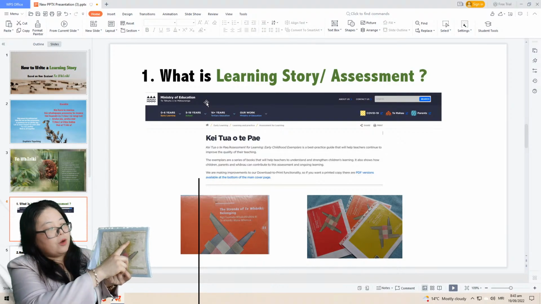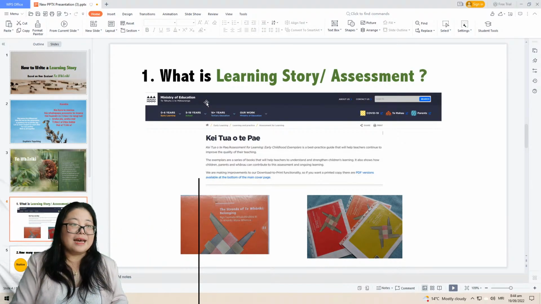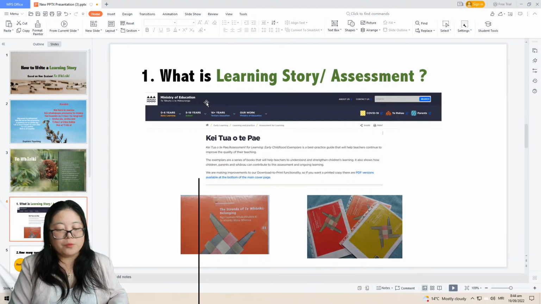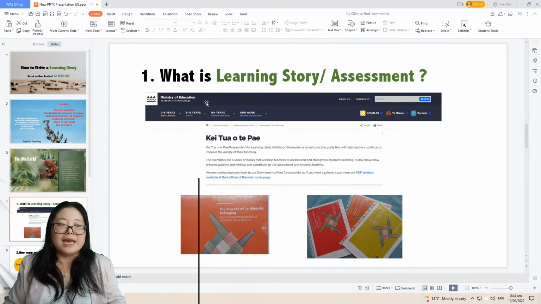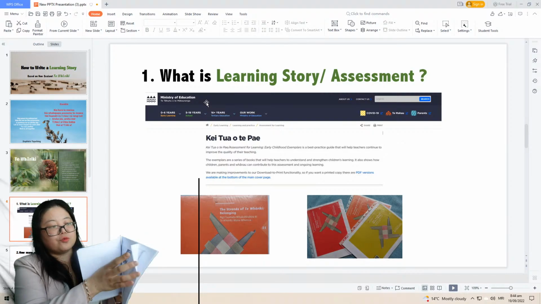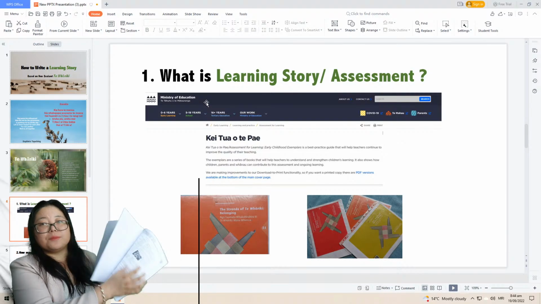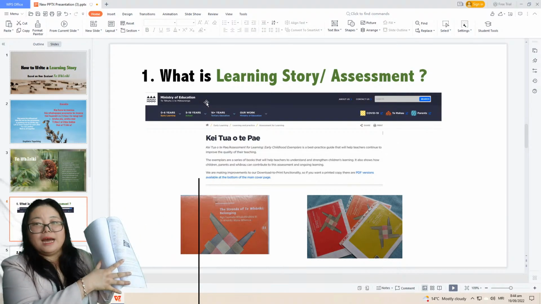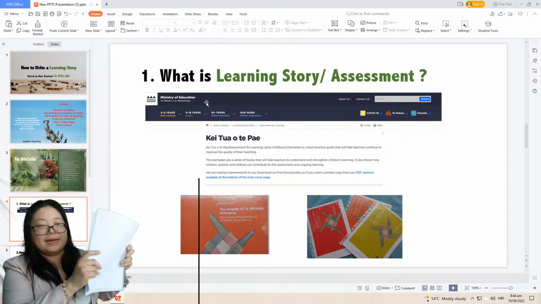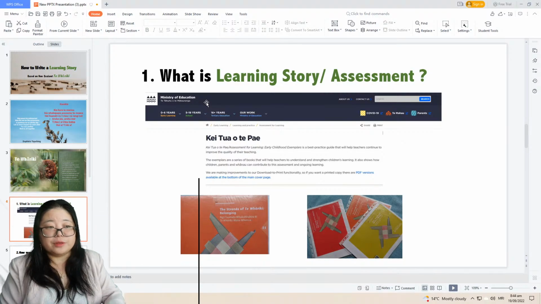It's about oral, visual, and written literacy. That means within each one of these booklets, you can see some exemplars about how to write this learning story. So I would like to explain them properly later. You're welcome, after I introduce this document to you, to please search for it.